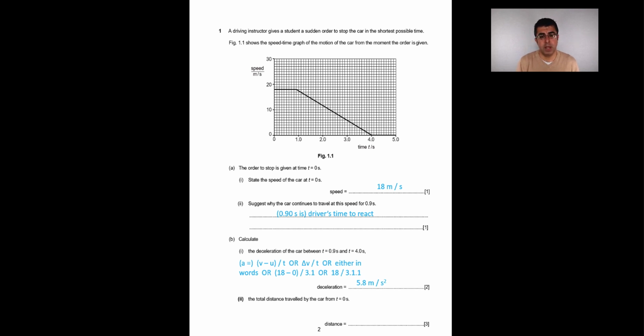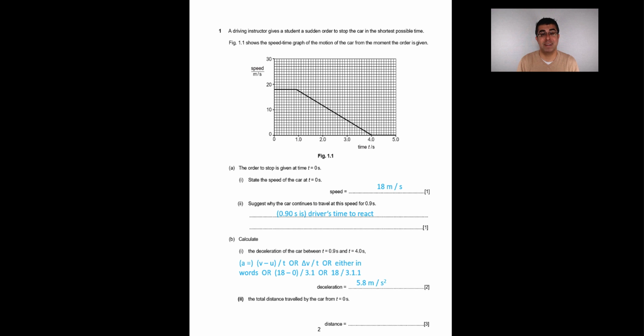Okay. The total distance travelled by the car from t equals 0, well, this is area under the graph. Remember, the gradient of a speed time graph or velocity time graph gives us acceleration. Why? Remember, gradient is change in y over change in x. The change in y here is speed. The change in x here is time. Rise over run gives us the acceleration. In other words, the steepness of the line gives us the acceleration. The area under the graph gives us distance.